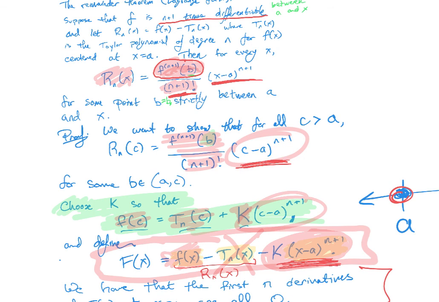Okay, so that was our reminder about Taylor polynomials, and I just wanted to remind you that there is this theorem, the remainder theorem, that lets us say how good an approximation the Taylor polynomials are.